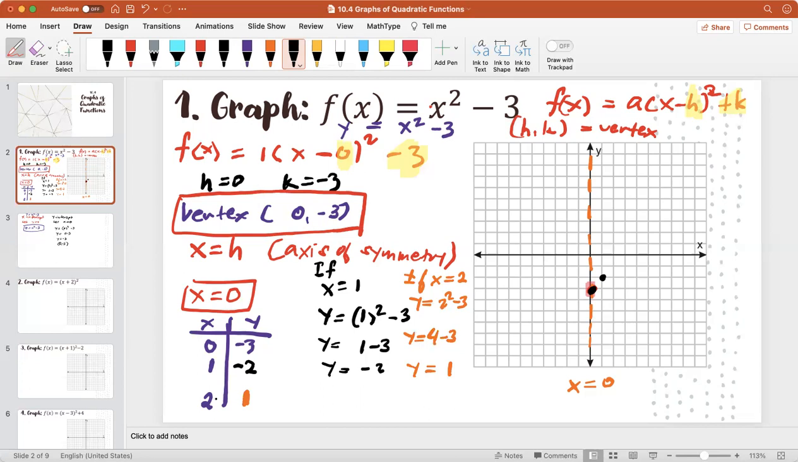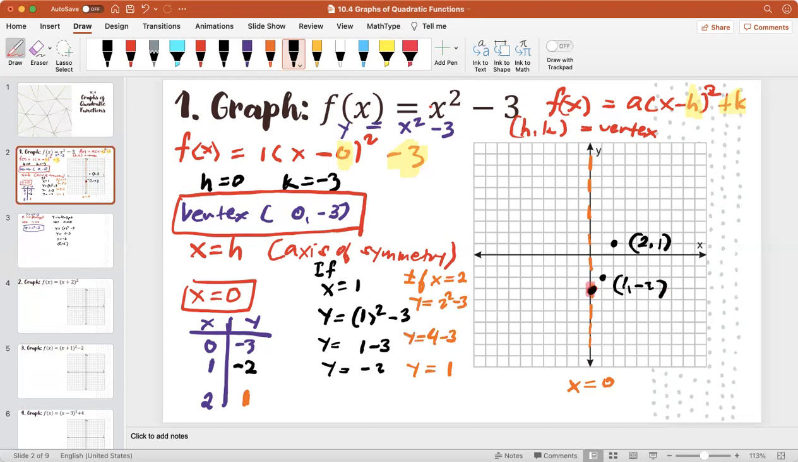Now we also have 2, 1. Where's 2, 1? 1, 2, 1 there. So here, 2, 1. So we have 1, negative 2, and then 2, 1.